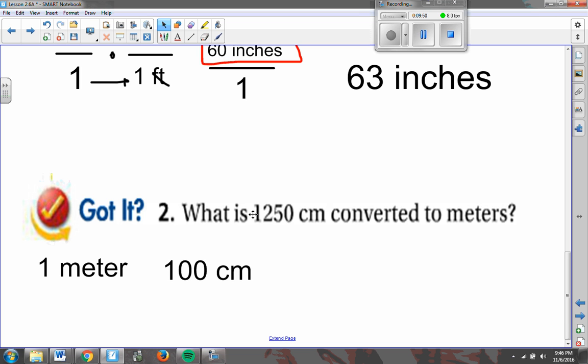Set up a converting fraction, cancel out the units that you don't want there anymore, and then decide how many of your new units you have. So pause the video and try to tell me how many meters there are in 1,250 centimeters, and then come on back and I'll show you what we should get.